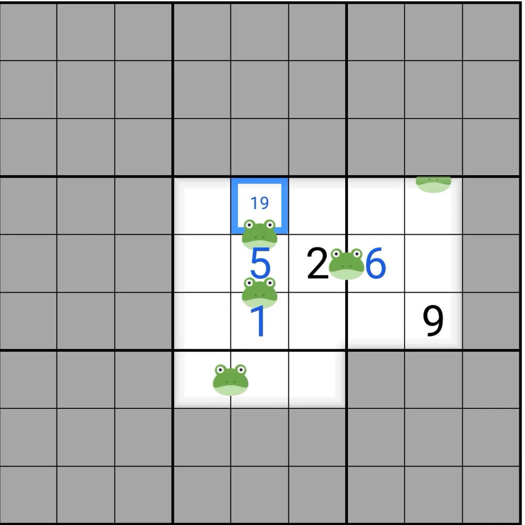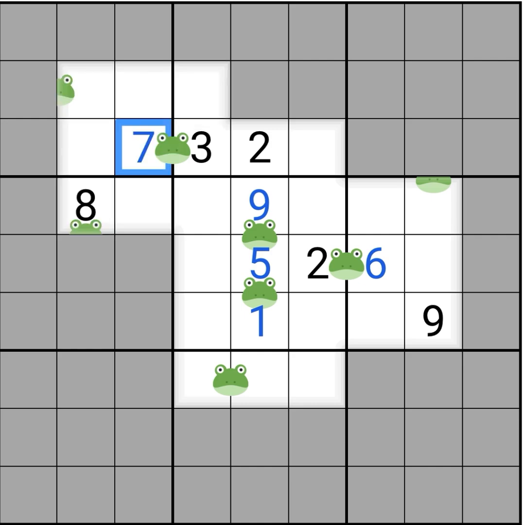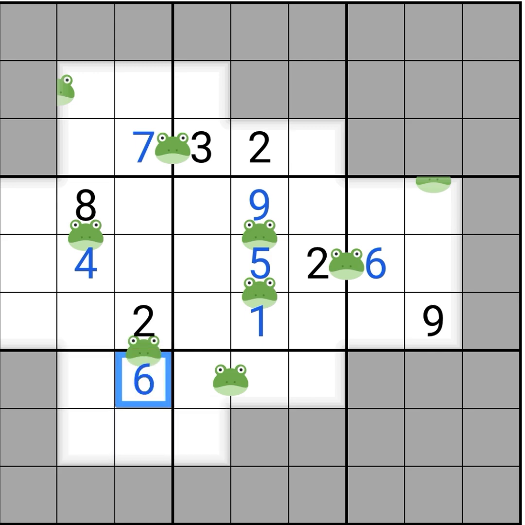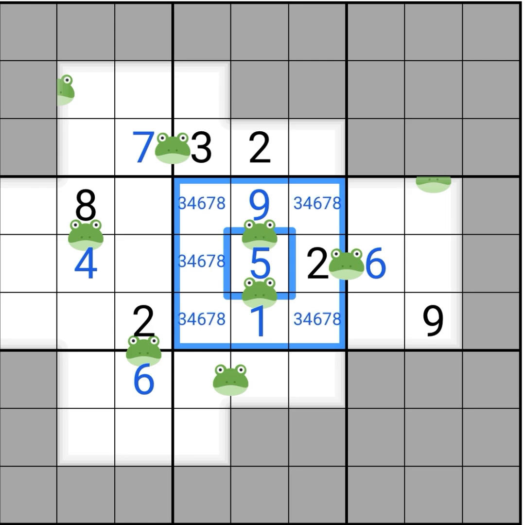1 there and 9 there gives us some more frogs. 3 plus 4 is 7. 8 minus 4 is 4. 2 plus 4 is 6 this time. Now we have 3, 4, 6, 7, 8 in there. 1, 2, 3, 4, 5, 6, 7, 8, 9.